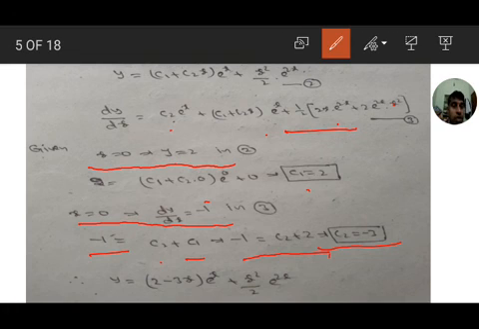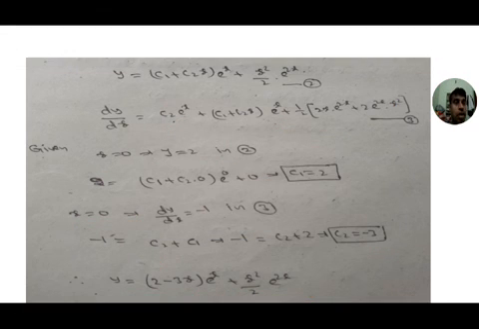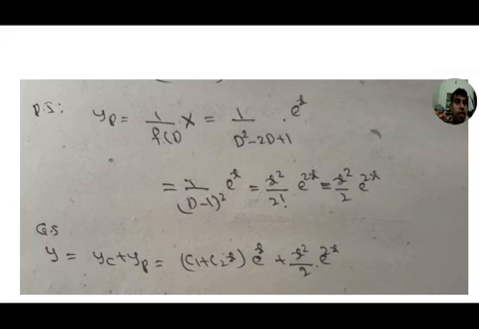Therefore, total solution is replace c1, c2 in the general solution. y equal to (2 minus 3x) e to the power of x plus x square by 2 e to the power of x. It is the total general solution and it is the initial value problem.